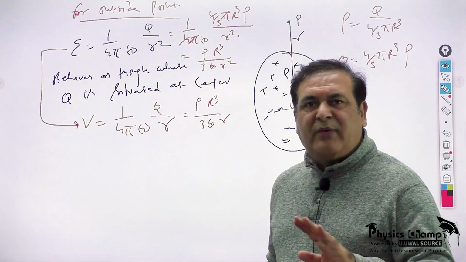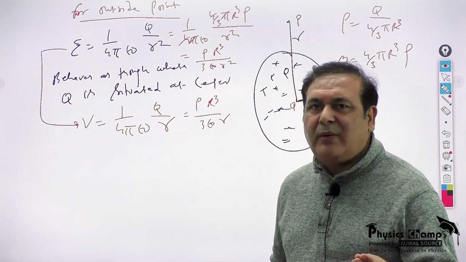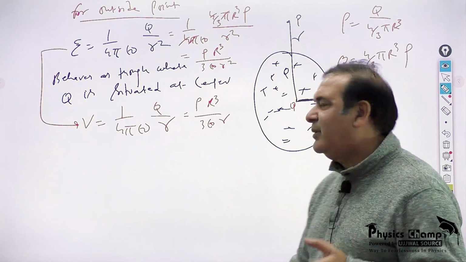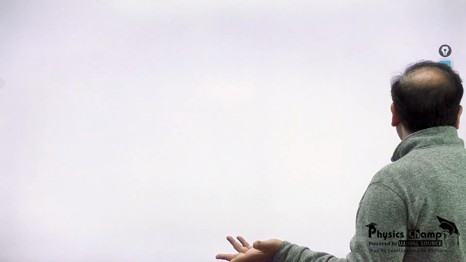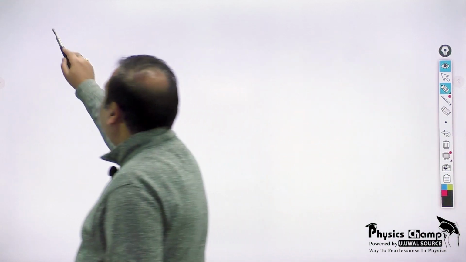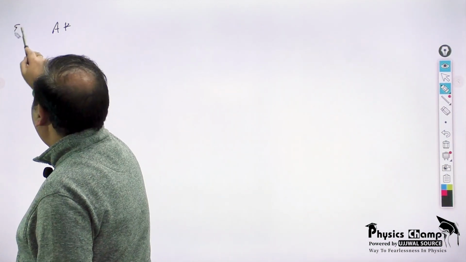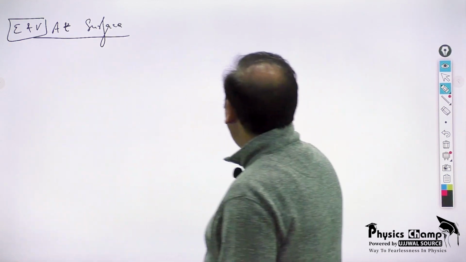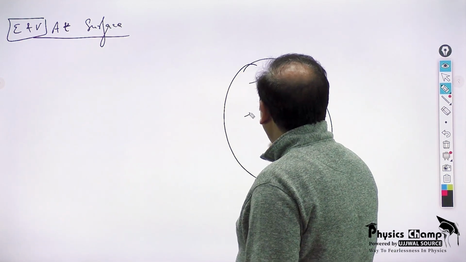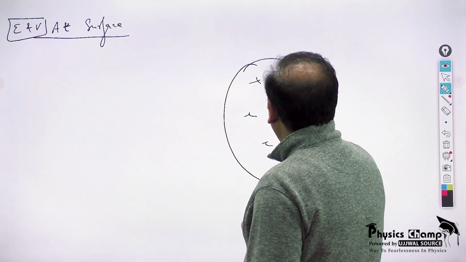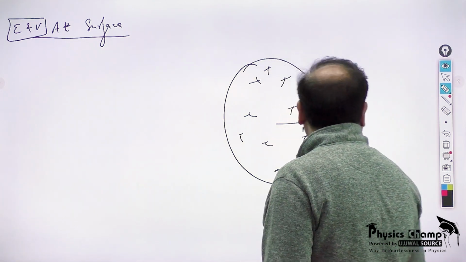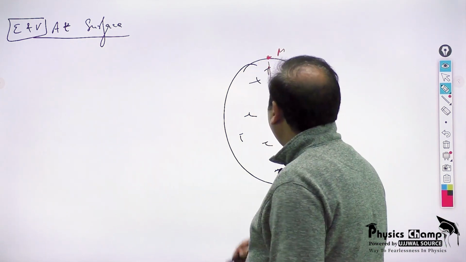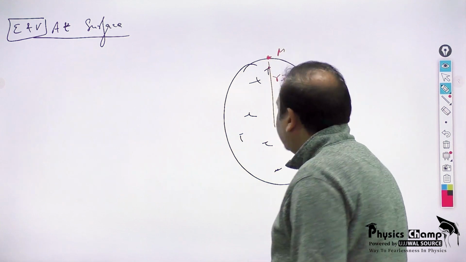So I am sure it was very easy for you. Now you know what is the next step: to look for electric field and potential at the surface. And again, it is going to be very easy for you. Electric field and potential at surface. So here once again you have this charged sphere and you want to get the electric field and potential at the surface. Maybe you have a point M here for which small r is equal to capital R.